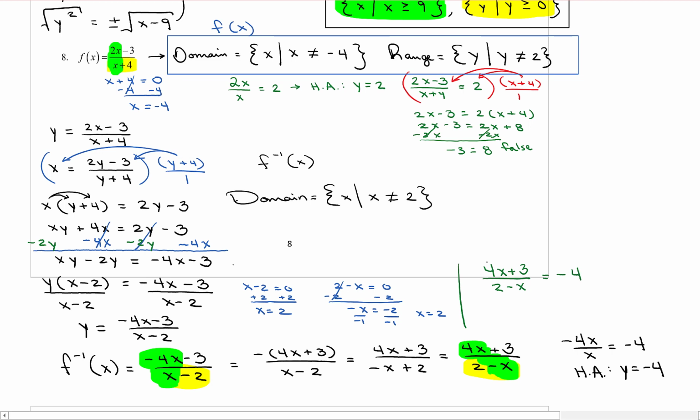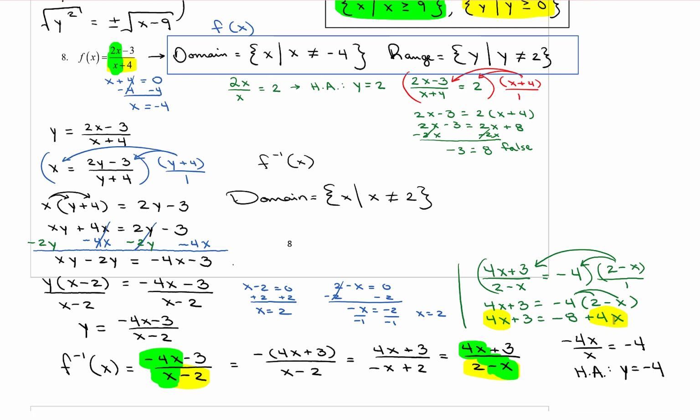What you want to do here is set your function equal to -4, solve that equation, and as soon as you get to a point where you can see that there is going to be no solution for this equation, you can stop. Right here I can already tell that I've got 4x on the left, I got 4x on the right. These are going to cancel out, and I'm going to be left with a false statement. There is no solution to this equation. Therefore, there is no point of intersection between my horizontal asymptote and my inverse function. So I know that y equal to -4 is going to be a restricted value for my inverse function.